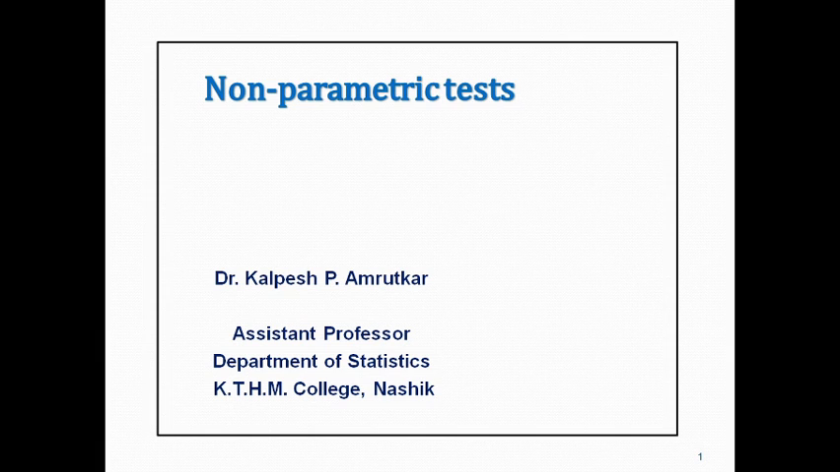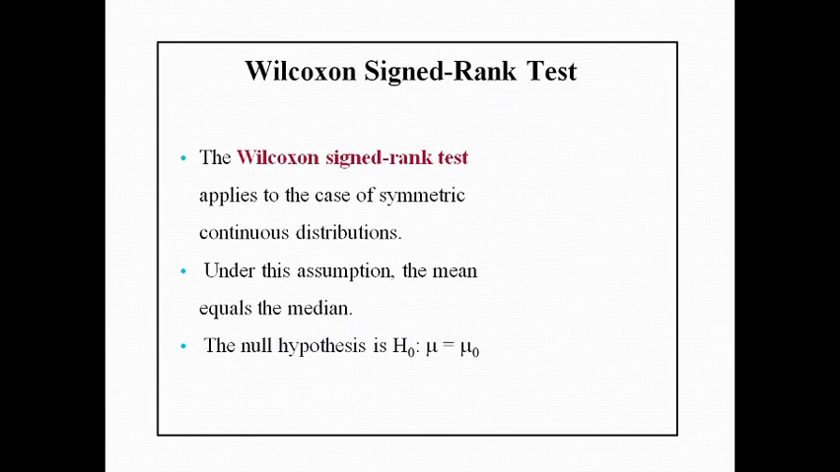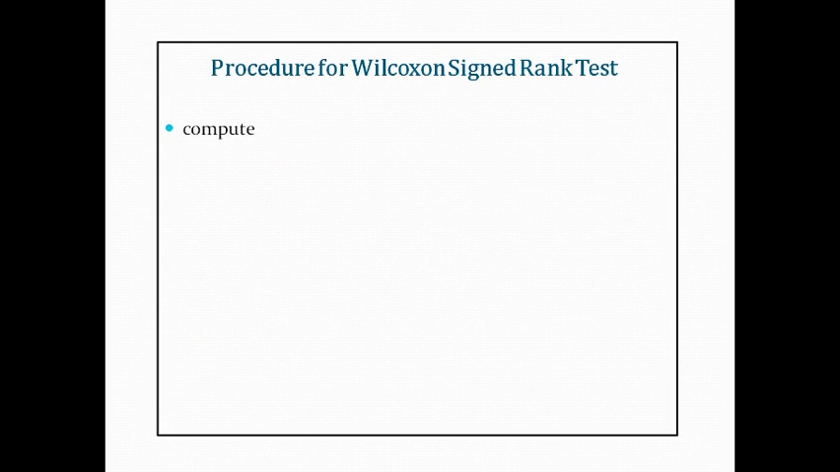So firstly, we will see the Wilcoxon sign rank test. Basically, the Wilcoxon sign rank test is applied to the case of a symmetric continuous distribution. This is a very well-known test which has the assumption that mean equals median. So here the null hypothesis is defined as mu equal to mu naught. Further, we will see the procedure for the Wilcoxon rank.